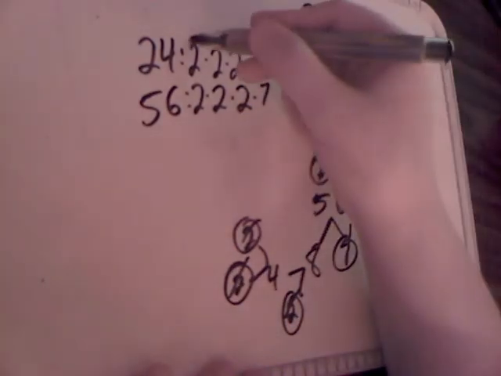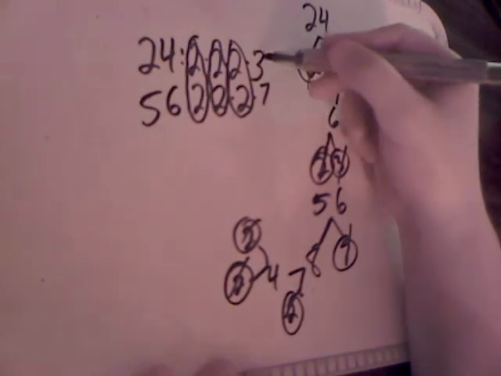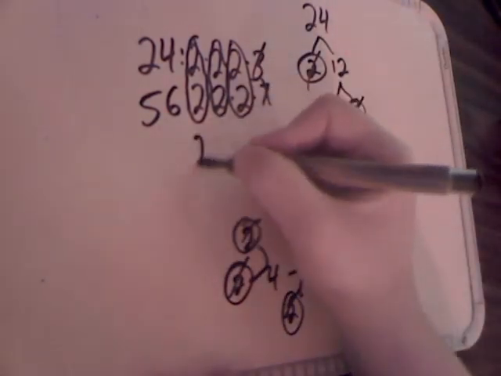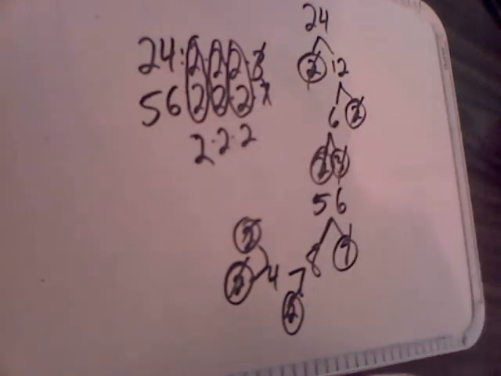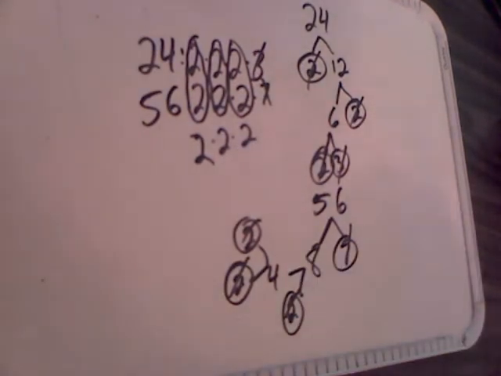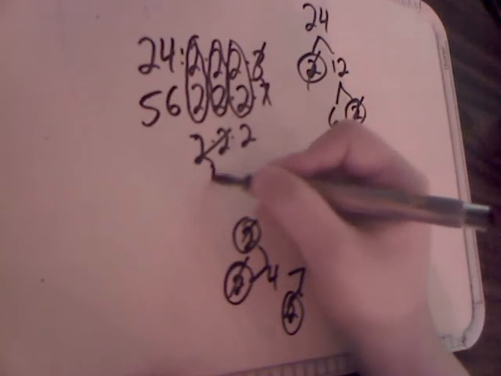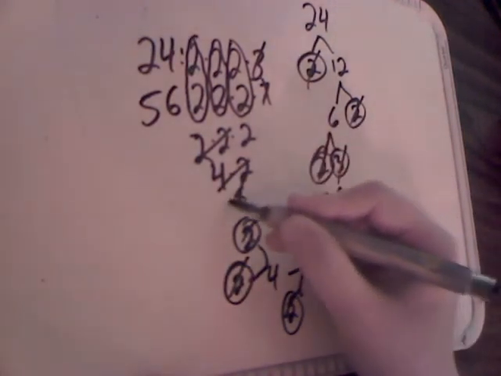Let's look for pairs. We have 2, 2, 2, no extra 3's, no extra 7's. We just played Go Fish. 2 times 2 times 2. Now, that's not the final answer. The final answer is to multiply all these numbers together. 2 times 2 is 4, times 2. 4 times 2 is 8.